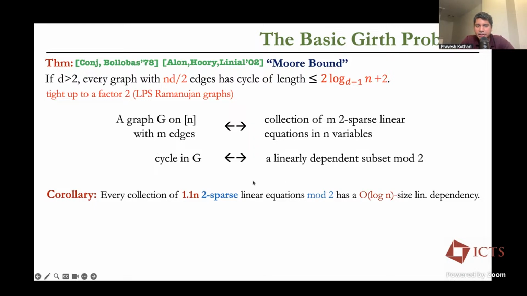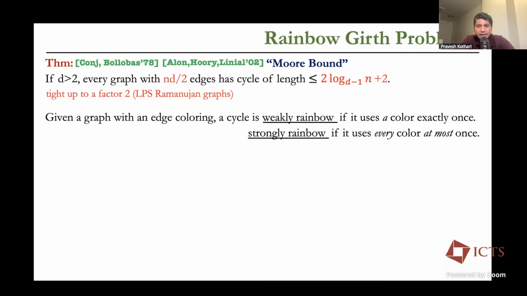Now I want to tell you certain extensions of this theorem that have been studied in combinatorics for a long time. You can think of these as certain colorful versions of this basic girth problem. Towards that, let's make a definition. I'm now going to work with edge colored graphs. So I'll have a graph, but every edge in addition would also have a color written on it. And I'm going to call a cycle in such an edge colored graph weakly rainbow if the cycle uses some color exactly once.